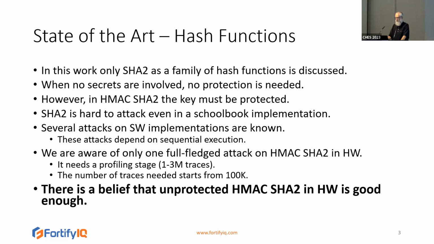Our subject today is hash functions, specifically the SHA-2 family, which is widely used. Hash functions do not necessarily need protection because they do not always work with any secrets. But HMAC is a common way to use hash functions for message authentication, and part of the hash function input in HMAC is the secret key. So we have to worry about side channel attacks. Unlike AES, there are very few papers that show how to attack HMAC with side channel attacks.